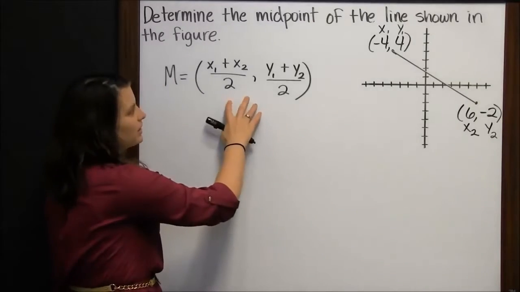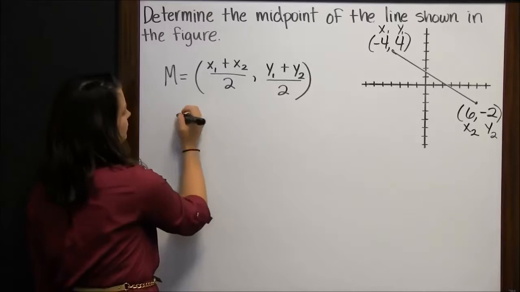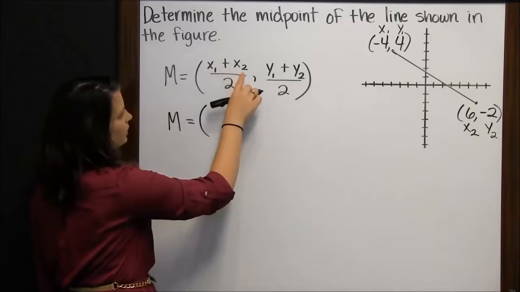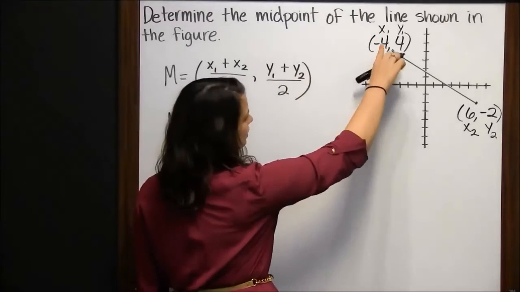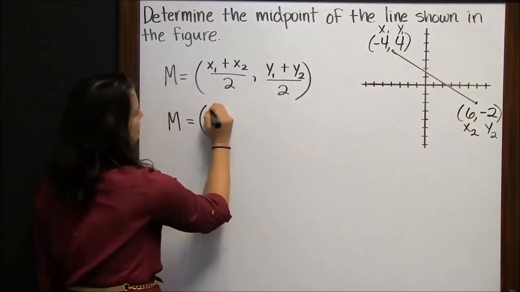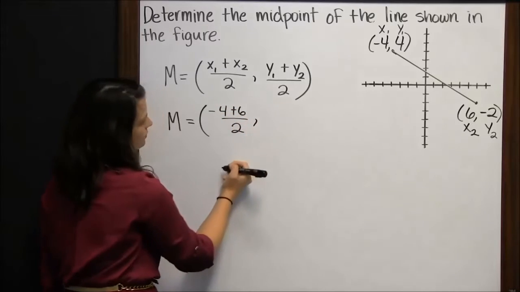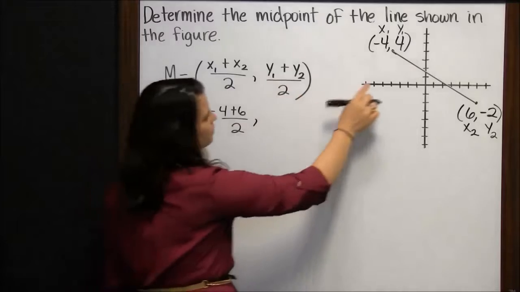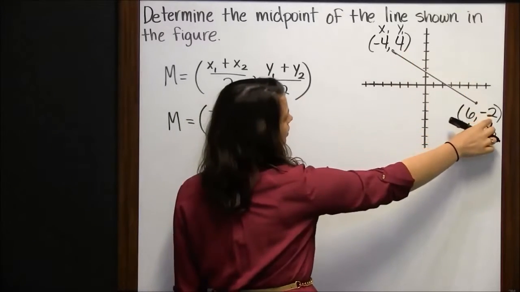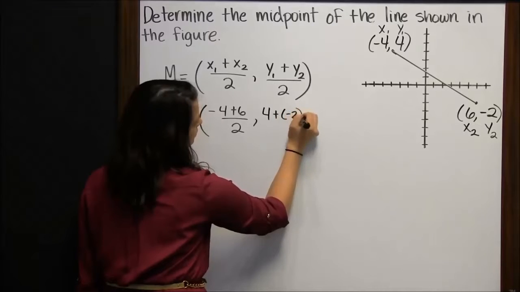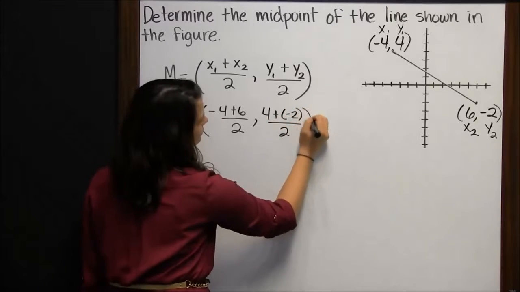And now all we need to do is substitute and solve. So the midpoint is x1 plus x2, so negative 4 plus 6 divided by 2. And then y1 plus y2, 4 plus negative 2 divided by 2.